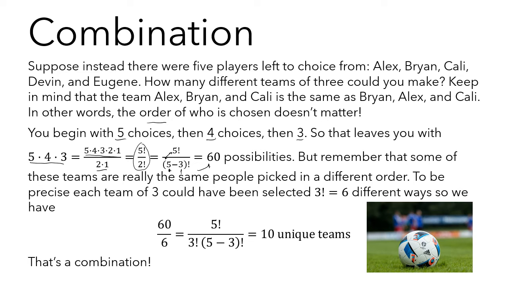But remember, some of those teams are actually the same people picked in a different order. So to be precise, each team of 3 could have been picked in 3 factorial, or 6 different ways. We just figured that out on the previous slide. So we divide 60 by 6, and that's also equivalent to 5 factorial divided by 3 factorial times 5 minus 3 factorial, and that gives us 10 unique teams. So I wrote it out like this because we're going to deal with the formula in a little bit, but this is an example of a combination.